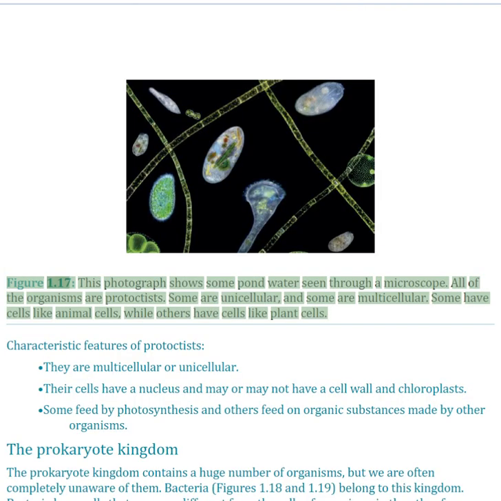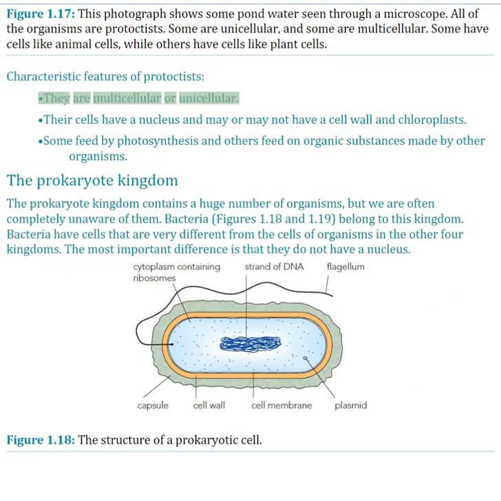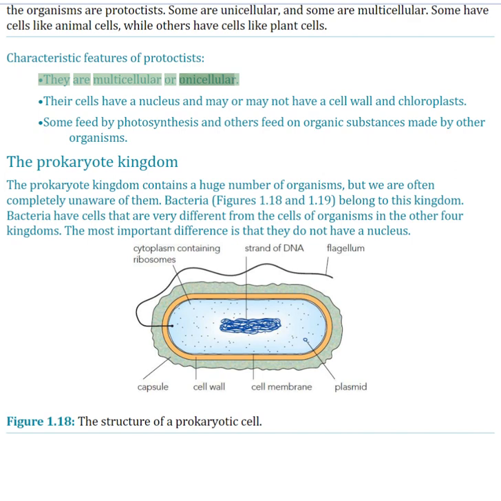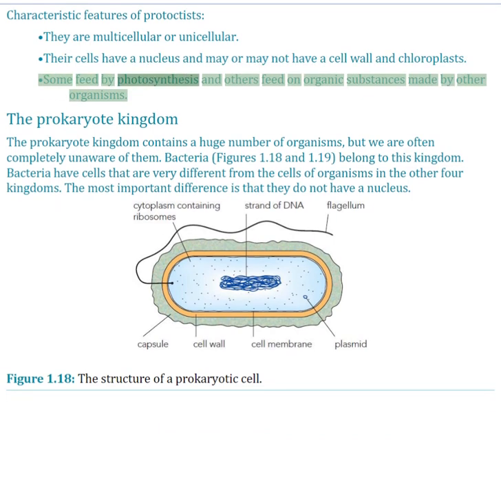Figure 1.17. This photograph shows some pond water seen through a microscope. All of the organisms are protoctists. Some are unicellular, and some are multicellular. Some have cells like animal cells, while others have cells like plant cells. Characteristic features of protoctists. They are multicellular or unicellular. Their cells have a nucleus and may or may not have a cell wall and chloroplasts. Some feed by photosynthesis, and others feed on organic substances made by other organisms.